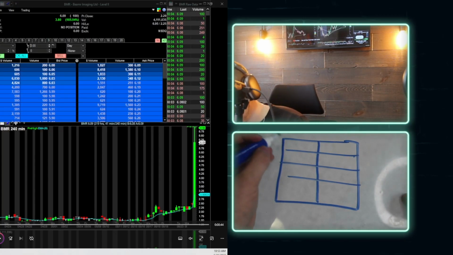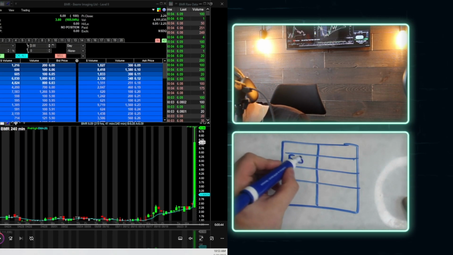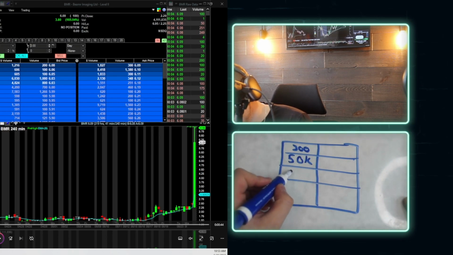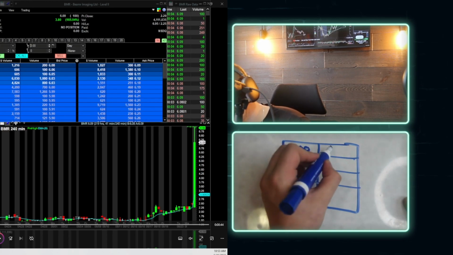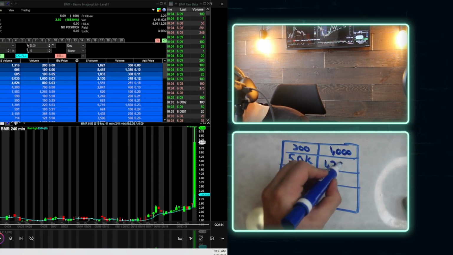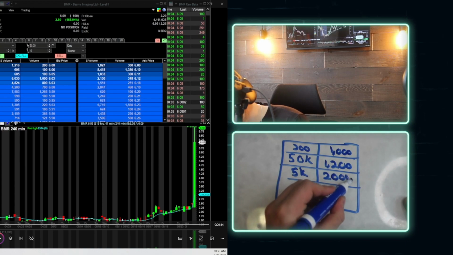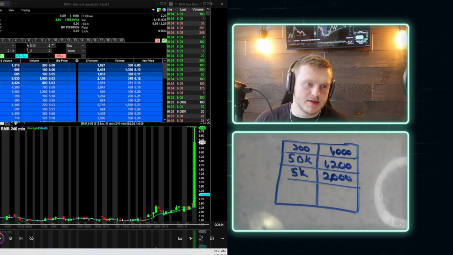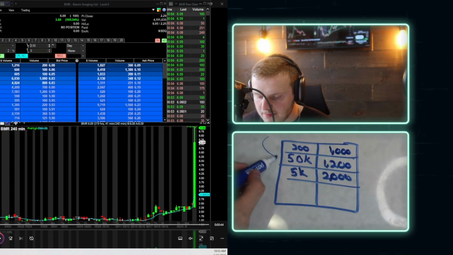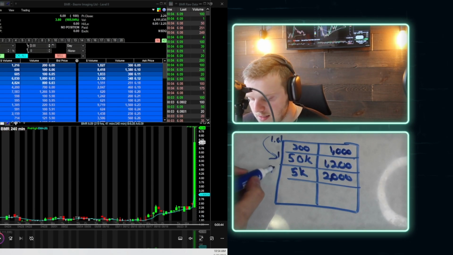Okay, and you see a big buy order approaching. Say it's just 50K, and there's like 300 right here, and then there's 5K right here. There's 1,000, 1,200, 2K down there. So we see this on the level 2. Clearly, this is a big order, right? Say this is 101. This is 1. This is 99.